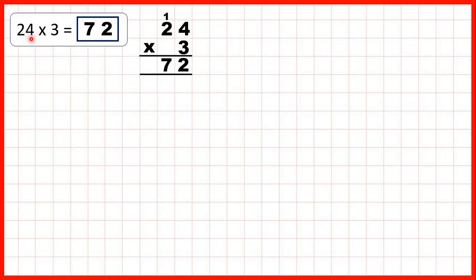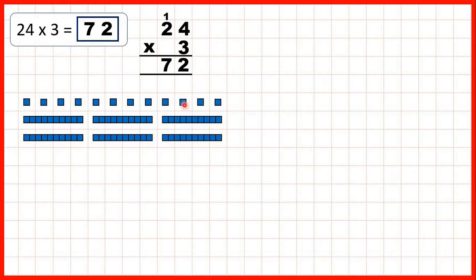Then we had 24 times 3. So we can represent 24 with 2 tens and 4 ones. We're multiplying by 3, so we can show 24 3 times. Doing that gives us 12 ones, but if we have 12 ones, we can regroup 10 of those ones to make 1 extra ten. So that's why we write 2 as the ones digit of our answer, because now that we've regrouped, we only have 2 ones.